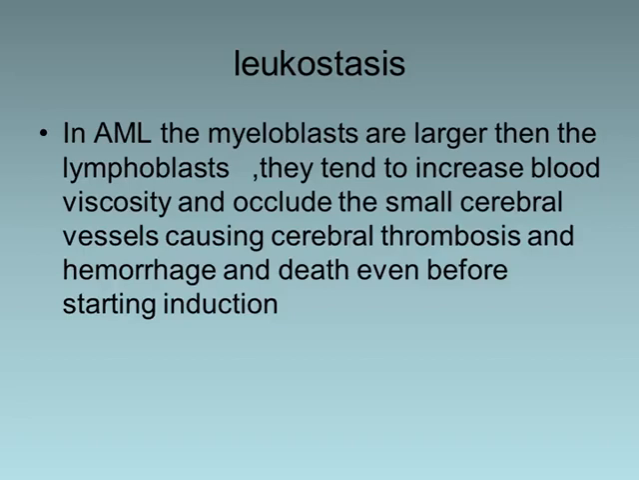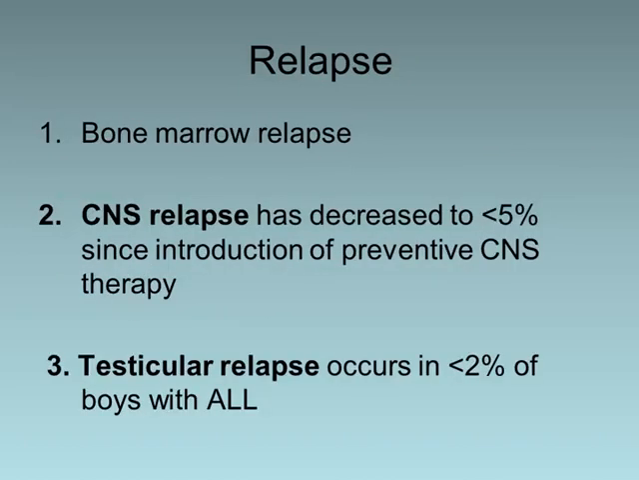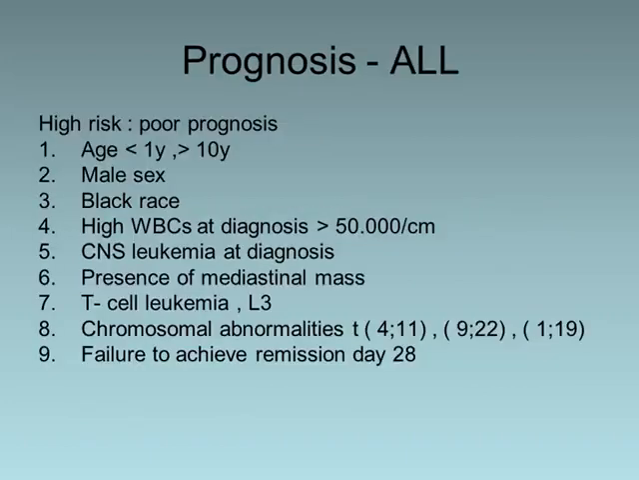Another life-threatening problem that can be seen in leukemia is leukostasis. It is mainly seen in AML. Because the myeloblasts are larger than the lymphoblasts, they increase the blood viscosity and occlude small cerebral vessels, causing cerebral thrombosis and hemorrhage, and even death before induction. Relapse sometimes occurs in the bone marrow. Sometimes there is CNS relapse, but now it is decreased to 5% with the preventive measures of CNS therapy, and testicular relapse occurs in less than 2% of boys with AML.